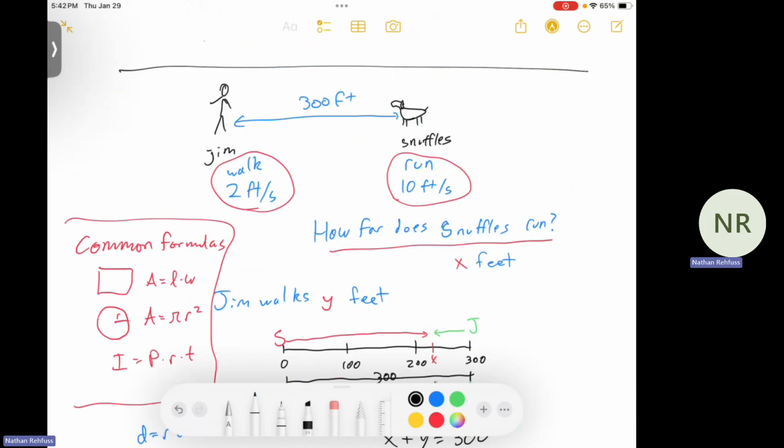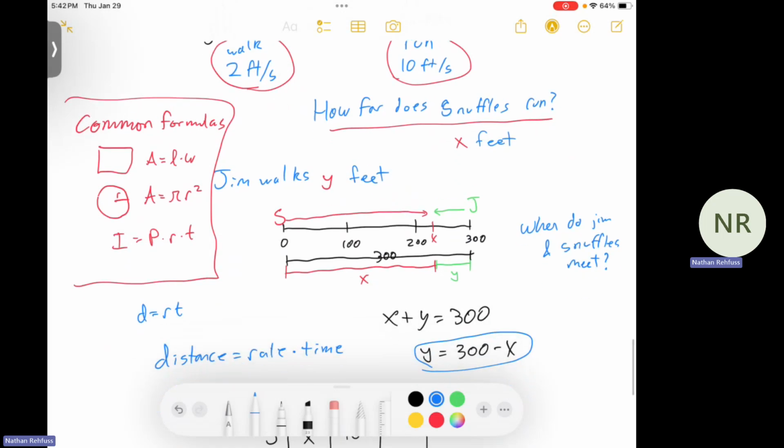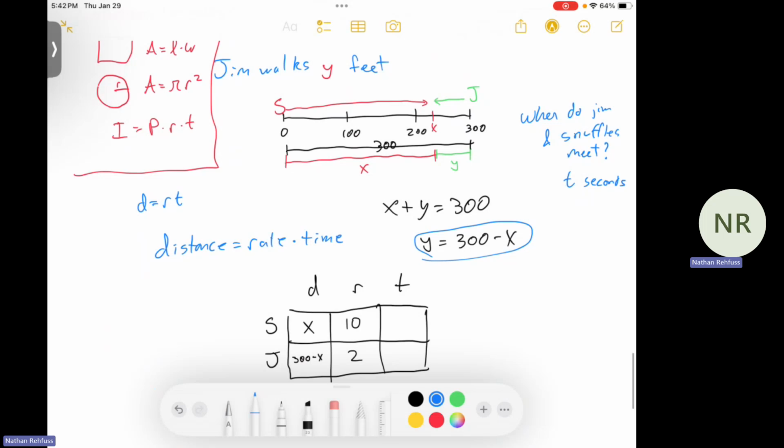Here's what I know. When Jim and Snuffles meet, that's it. When do Jim and Snuffles meet? They will both stop walking at the same time. Let's call that time t. We had to introduce a new variable to finish our equation.